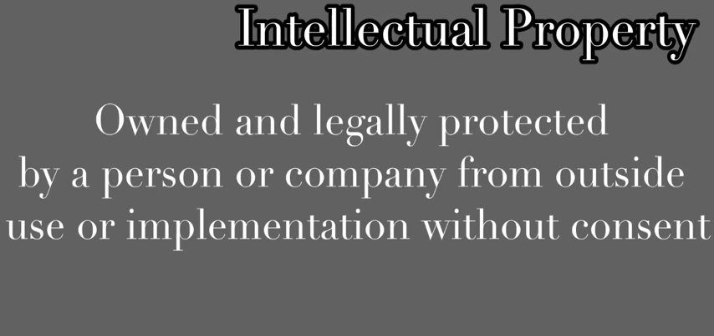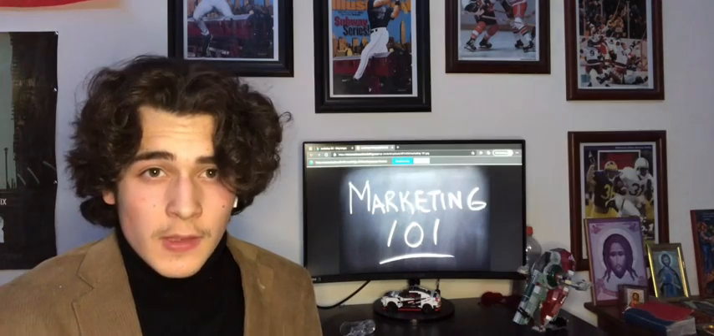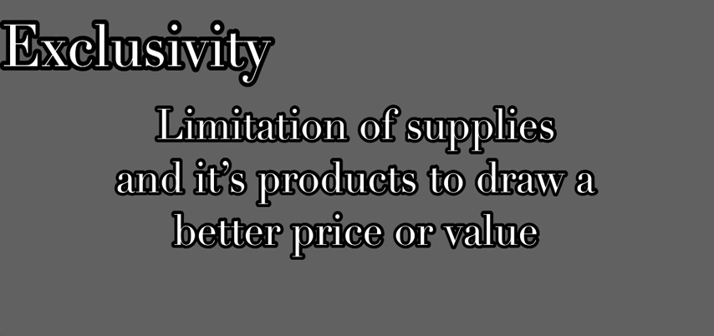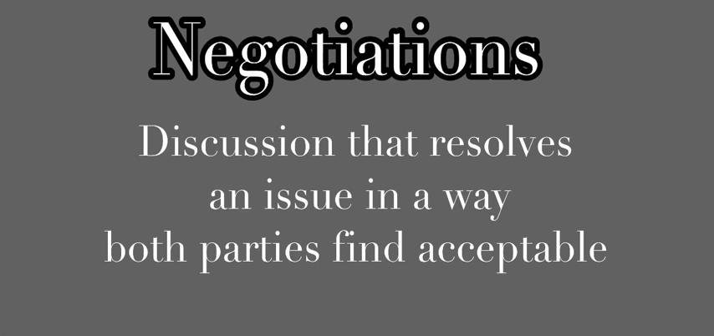Next is intellectual property. Intellectual property is owned and legally protected by a person or company from outside use or implementation without consent. Intellectual property is protected through things such as copyright and trademarks. Next is exclusivity. Exclusivity is the limitation of supplies and its products to draw better price or value. Perhaps the most famous term revolving around contracts is negotiation. A negotiation is a discussion that resolves an issue in a way both parties can find acceptable.